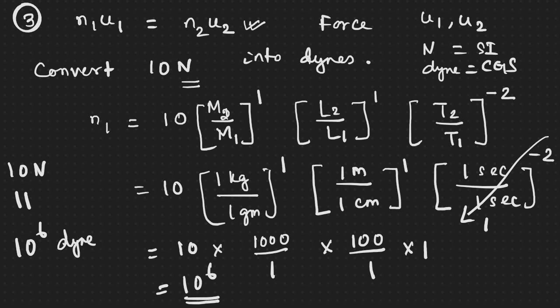Right? We have equated Newton and dyne. We have equated the value of 10. We have already given the N1. We got it to be 10 to the power 6. So this is how we can convert one system of units of a particular physical quantity to another by this dimensional formula. That's what I needed to show you.